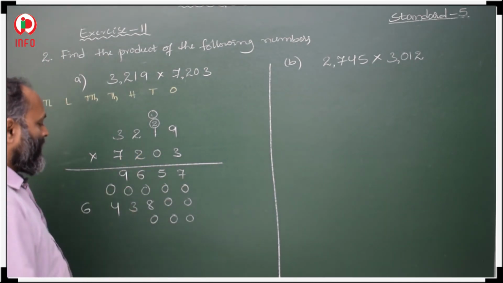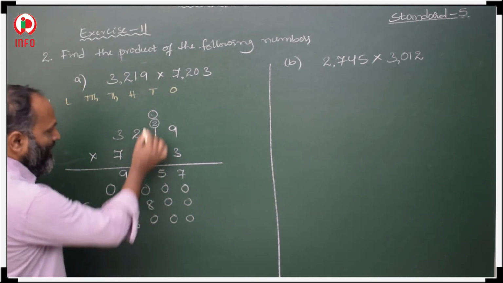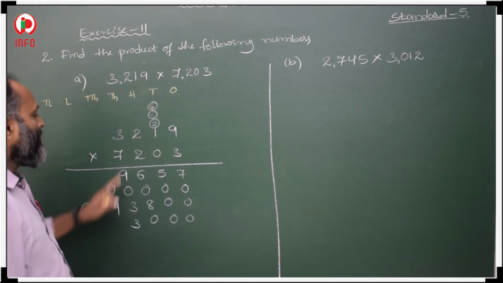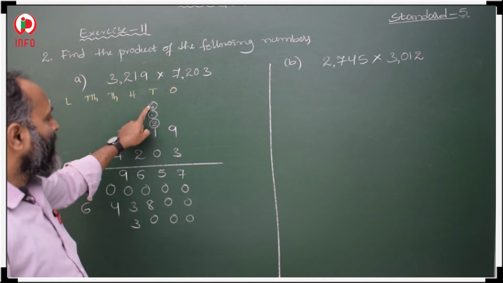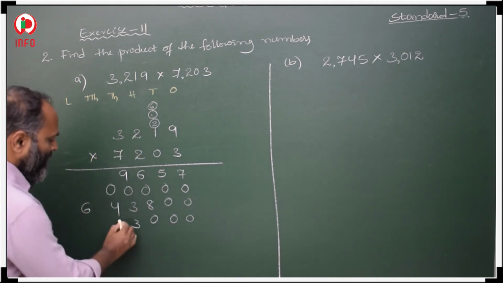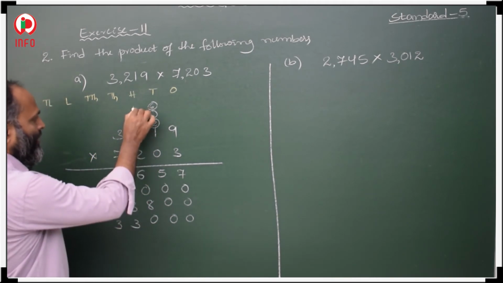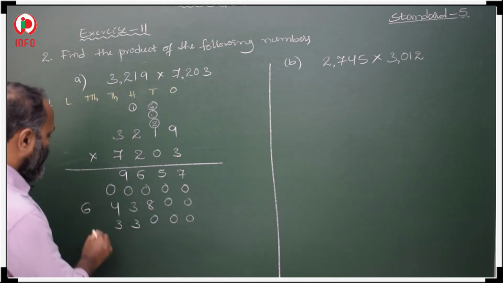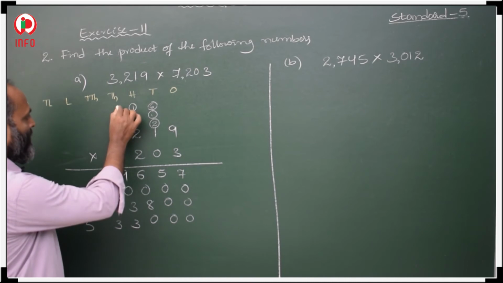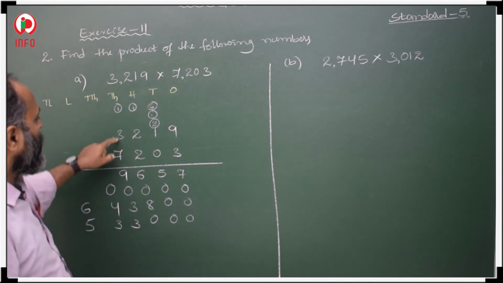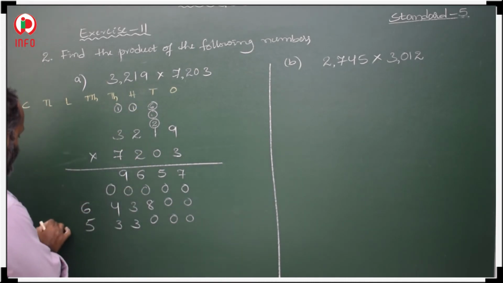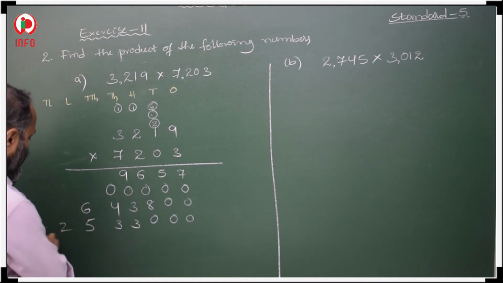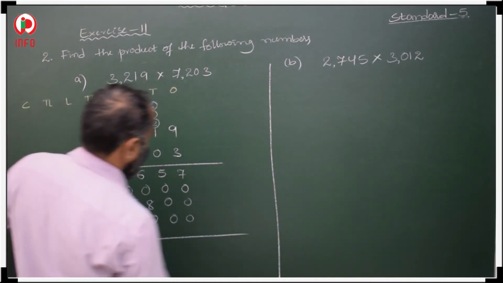7 nines are 63. 3 here and 6 here. 7 ones are 7. 7 plus 6, 13. 3 here and 1 here. 7 twos are 14 and 1, 15. 7 threes are 21 and 1, 22. Now we have to add.